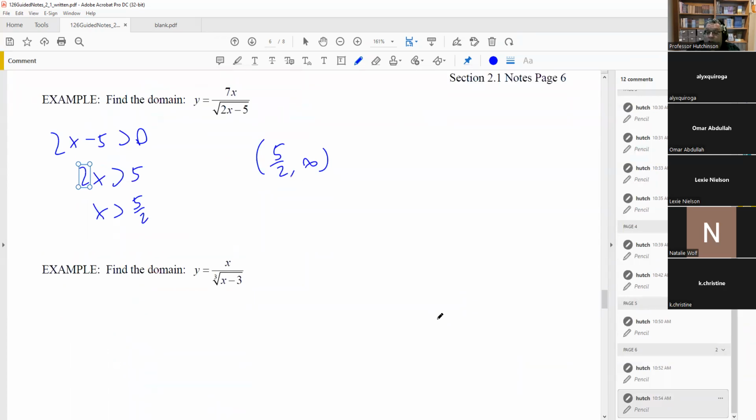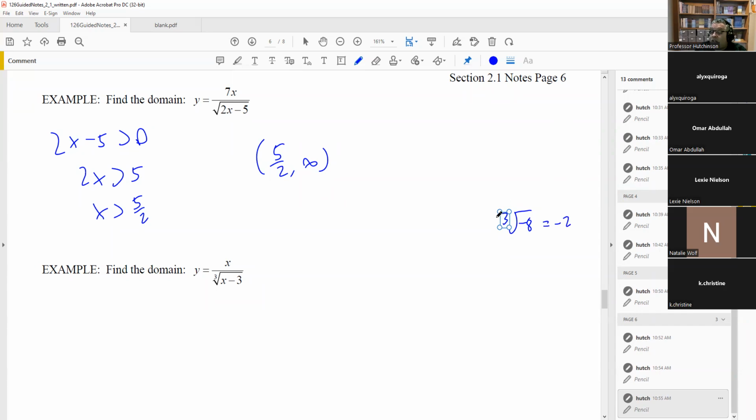For this one here, we have a cube root. So we don't need to worry about putting an inequality symbol. Now, the reason why is because we can take the cube root of a negative number. For instance, let's just do this off to the side. If I had the cube root of -8, that would be equal to -2.